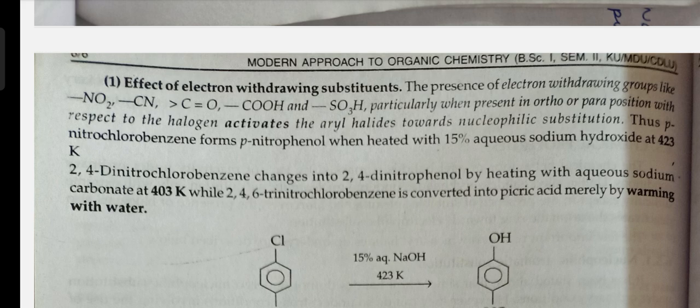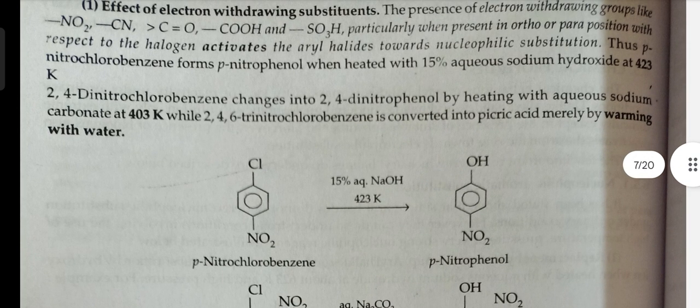Thus, para-nitrochlorobenzene forms para-nitrophenol when heated with 15% aqueous sodium hydroxide at 423 Kelvin. 2,4-dinitrochlorobenzene changes into 2,4-dinitrophenol by heating with aqueous sodium carbonate at 403 Kelvin, while 2,4,6-trinitrochlorobenzene is converted into picric acid merely by warming with water.